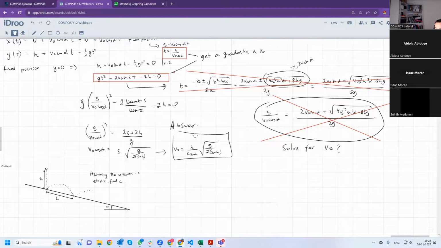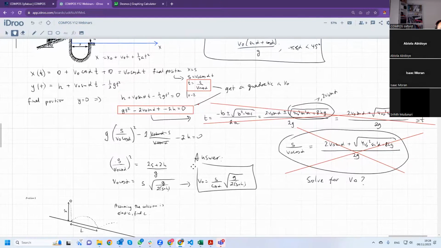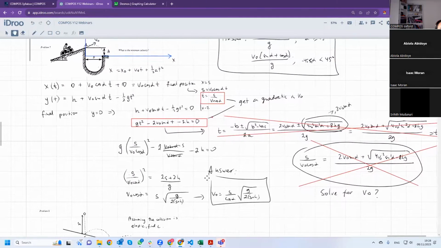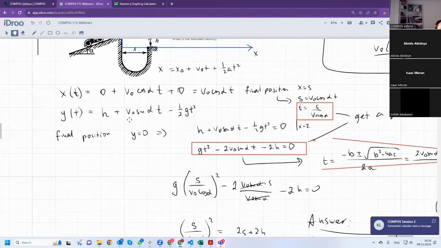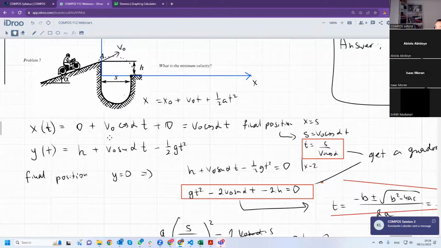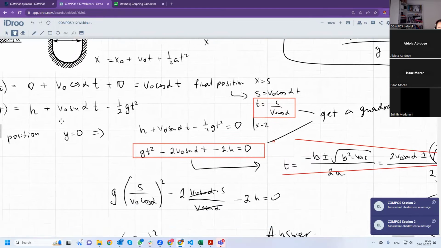Why did you use cos A for t and g sine A for t at v0? What do you mean? I'm not sure what you mean. Use cos A for t for g.